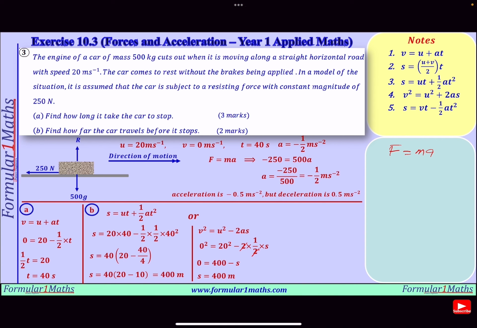We could have used yet another formula. Equation number 2: s equals half, brackets, u plus v, times t. We do our substitution, and we get half, brackets, 20 plus 0, all of that times 40. 2 goes into 2 once, 2 goes into 40 twenty times. So we end up with s equals 20 times 20, and that gives us 400 meters, again, as before. So this is the end of exercise 10.3.